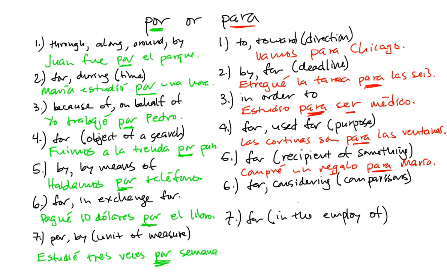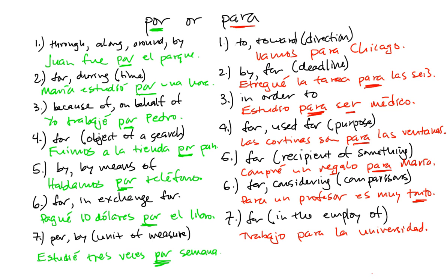Okay, considering or for comparisons, para un profesor es muy tonto. Okay, for a professor, he is very silly. He is very dumb. For in the employ of, this would be if you're working for a company. You're in the employ of that company. Okay, trabajo para la universidad. I work for the university. I am their employee. Okay, there you have it. Some examples of por and para.